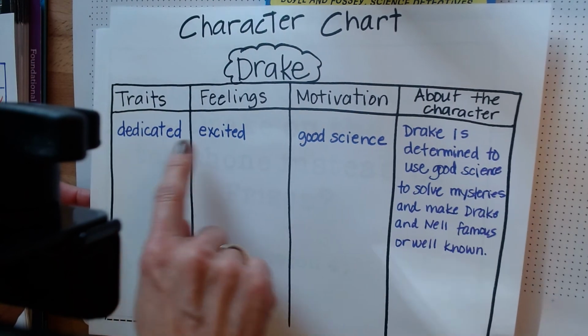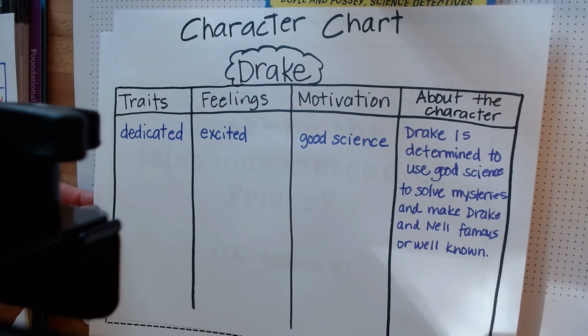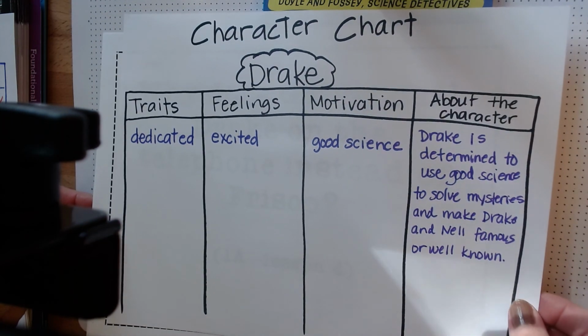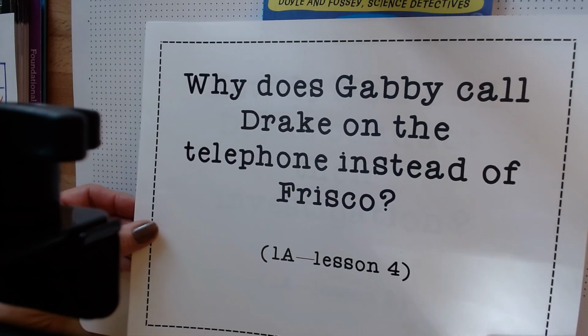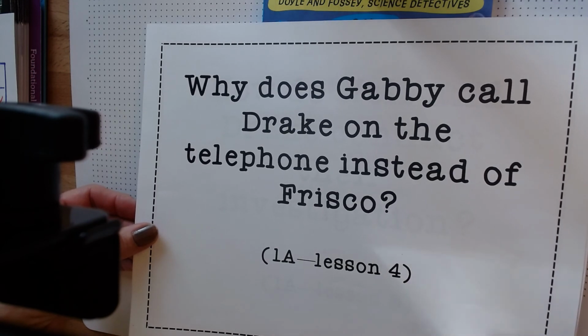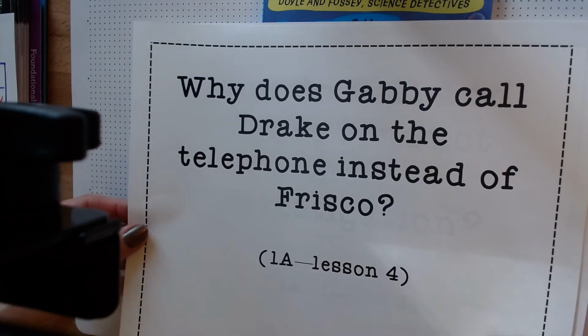So thinking about what we've learned about Drake, right, it kind of tells us that he's really determined to use good science and to solve mysteries, right? He wants to do the right thing and get the right answers. So that's why Gabby would have called Drake first. She knows he's reliable. He does the work and he tries his best, where Frisco, not so much.